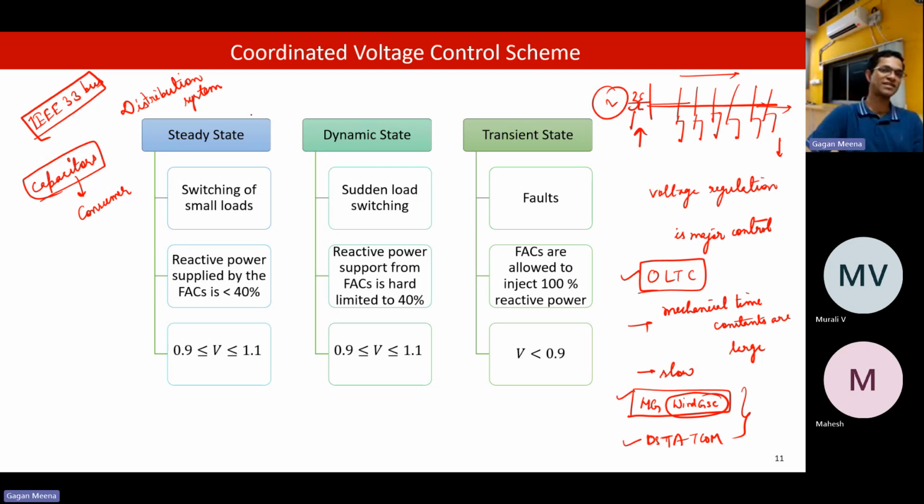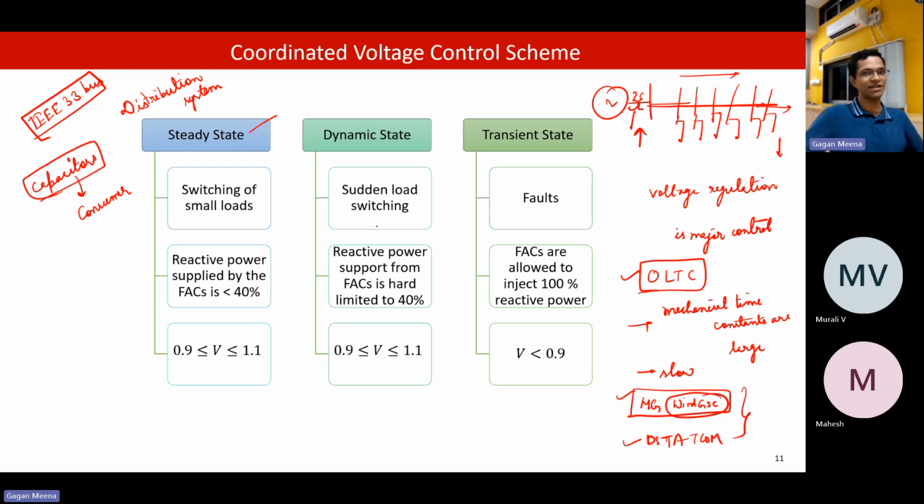These are three different states which are defined. One is steady state, where there is only small switching of loads, very minor fluctuations, and the reactive power supplied by these fast acting devices is restricted to less than 40% of their rated capacity. In steady state, the voltage will be within 0.9 to 1.1 per unit. In dynamic state, the voltage is the same, between 0.9 and 1.1 per unit.